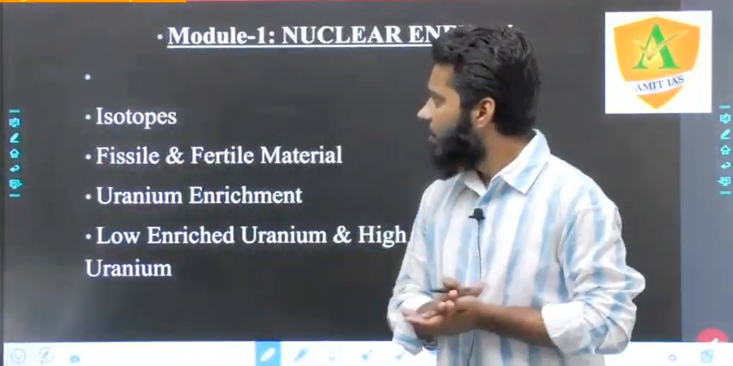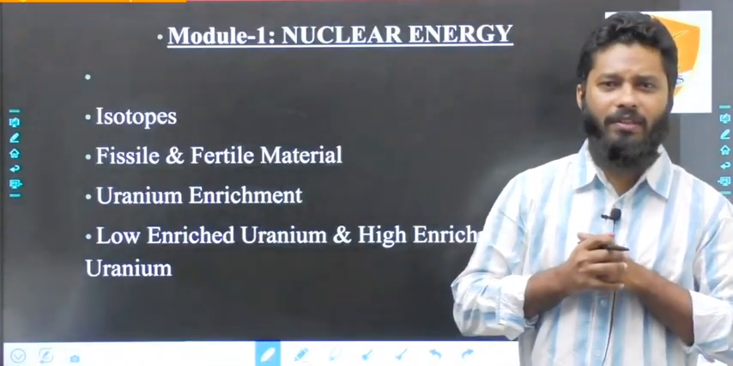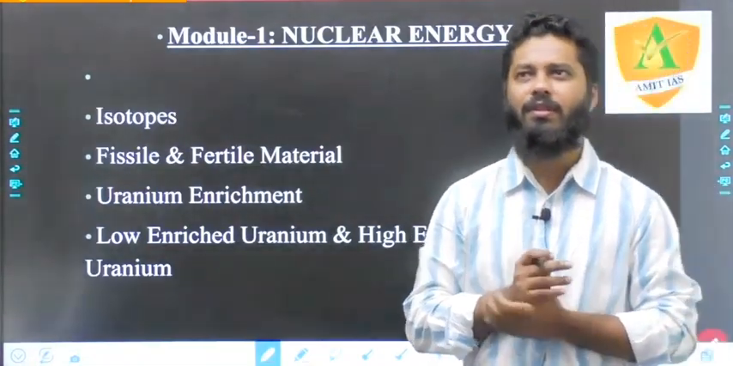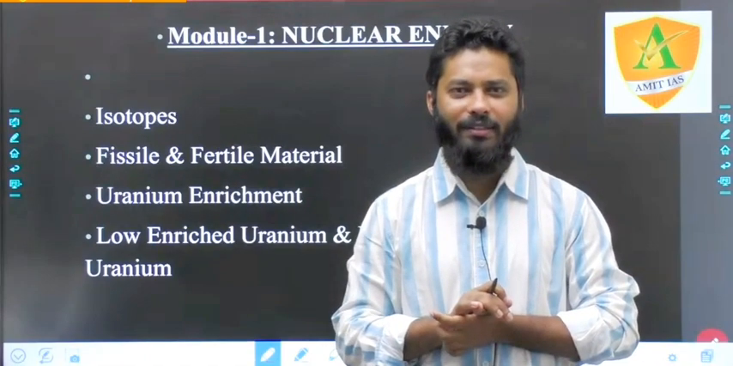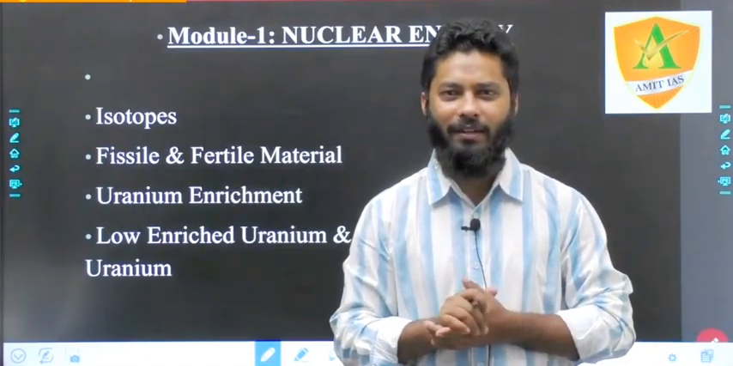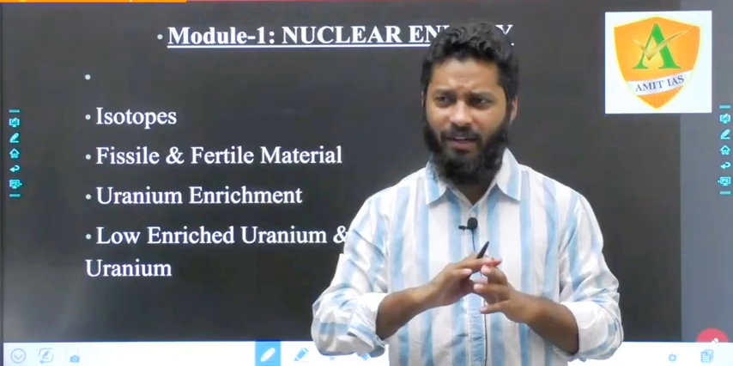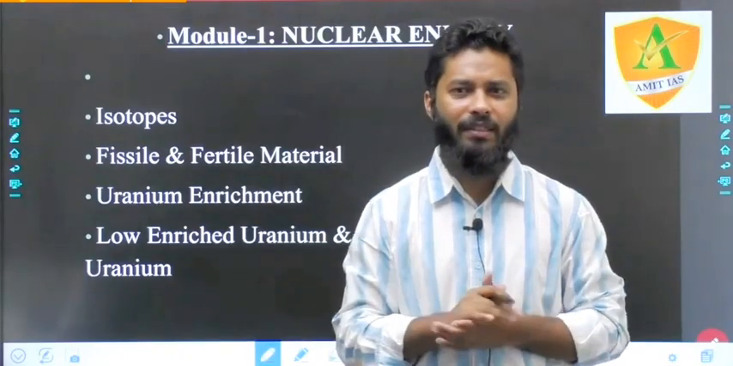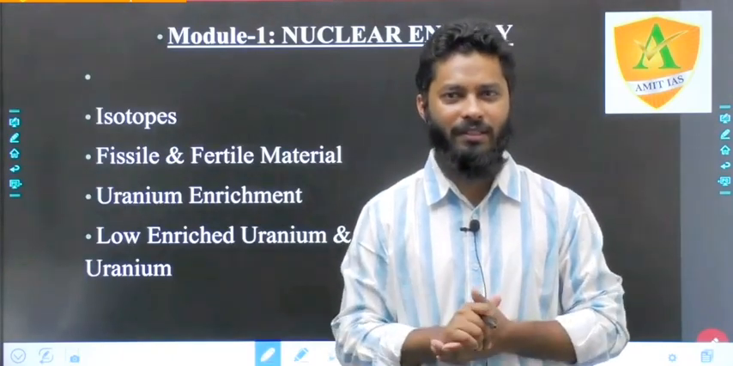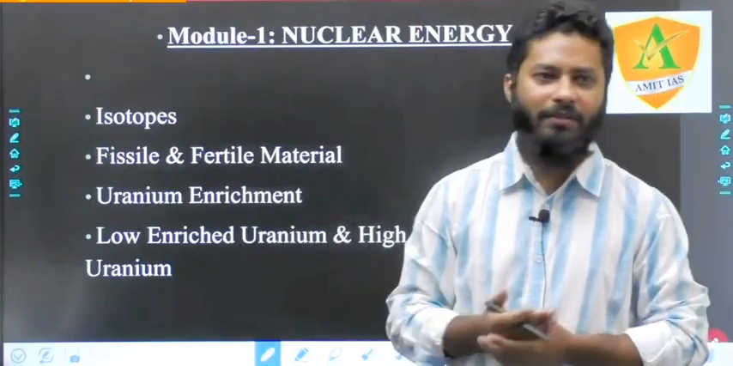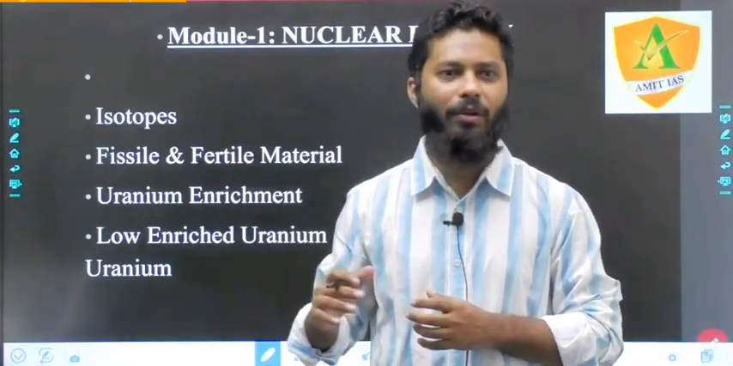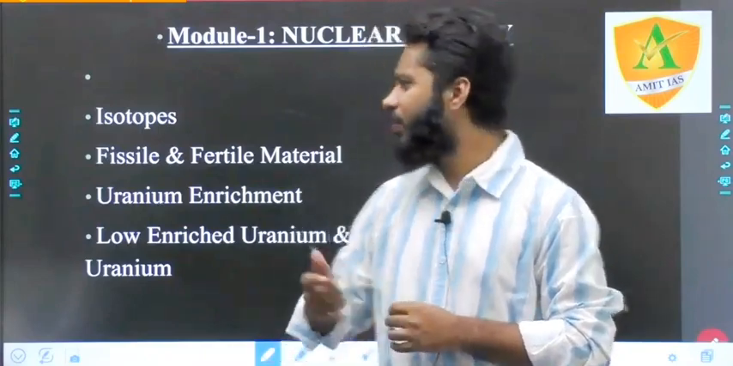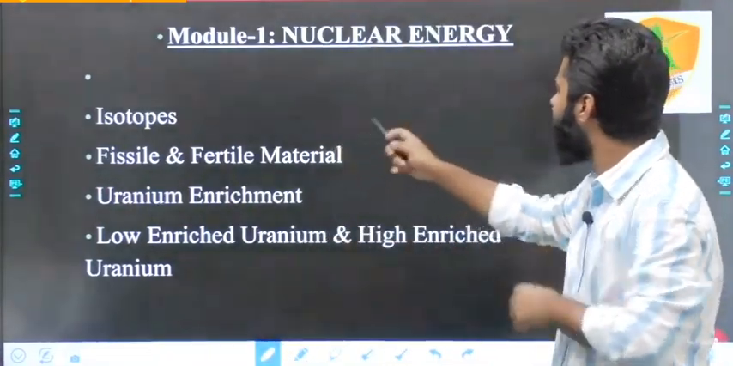Okay. So we will be beginning with the isotopes. You might have studied in your 10th standard that there is a periodic table in which we classify all the elements present on the earth. Whatever elements we have discovered, we classify in a periodic table, and there is a concept of atomic number and mass number.